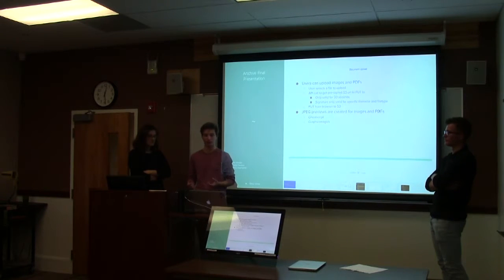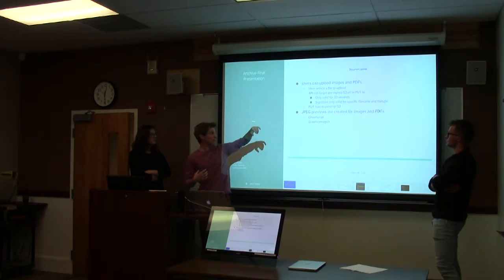It's only valid for 30 seconds, so after that, you can't just put random stuff there. And it's only valid for a specific file name and file type. If those aren't the same, then the signature won't match, and Amazon won't let you put it there. And then from the browser, it puts the image in the bucket.